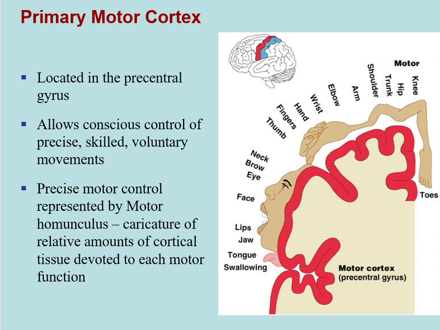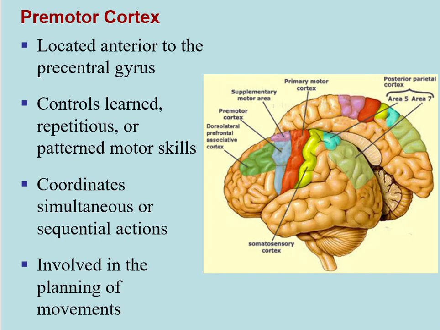Now, information that leaves the primary motor cortex gets to travel to the premotor cortex, which is located anterior to the precentral gyrus. So it's located in front of the ridge that's in front of the central sulcus. Now, this is an area that kind of puts information together. It coordinates simultaneous or sequential actions. So it can control learned, repetitive, or pattern motor skills that we have developed. So it's very much involved in planning movements.